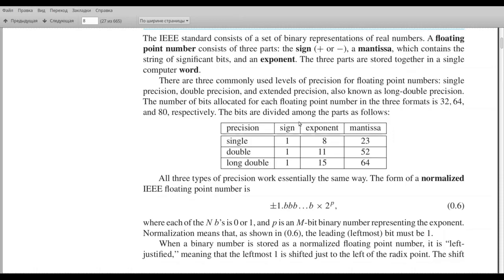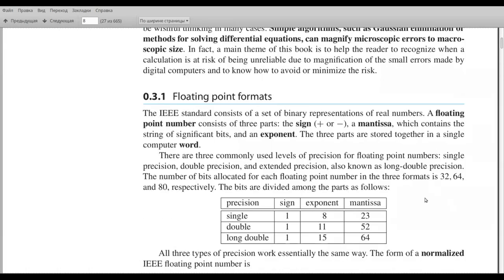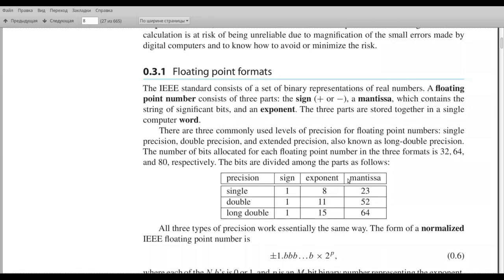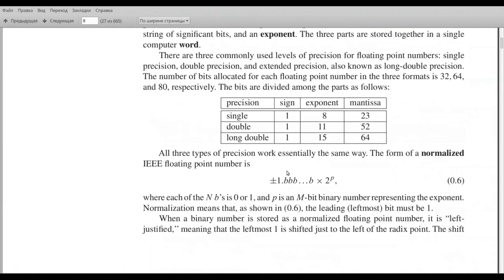In the last lecture, we started to talk about floating point formats. In other words, how to store a floating point number, or a number with a decimal point, or a radix. As we know, we can represent a number with a decimal point as a number with a radix in binary form.